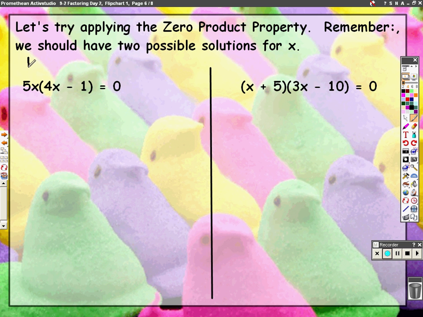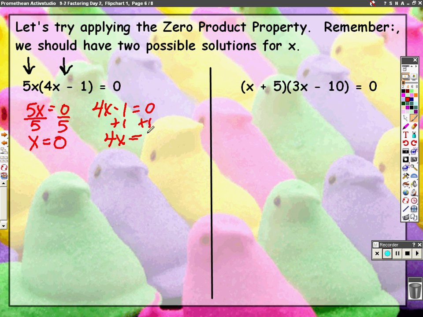We know that 5x is a factor and 4x minus 1 is a factor. So we set 5x equal to 0 and 4x minus 1 equal to 0. And then we just solve the equations that we have here. This is something that we've started doing early in the year. We end up with x equals 0 for this one, and x equals 1/4 for this one.